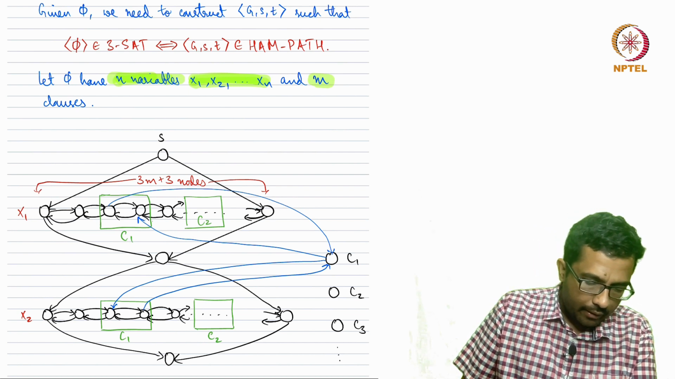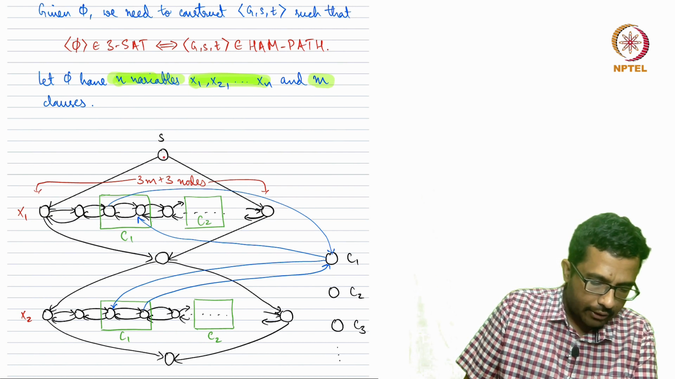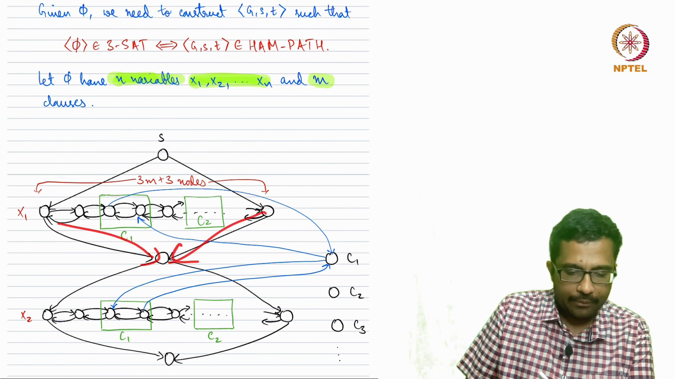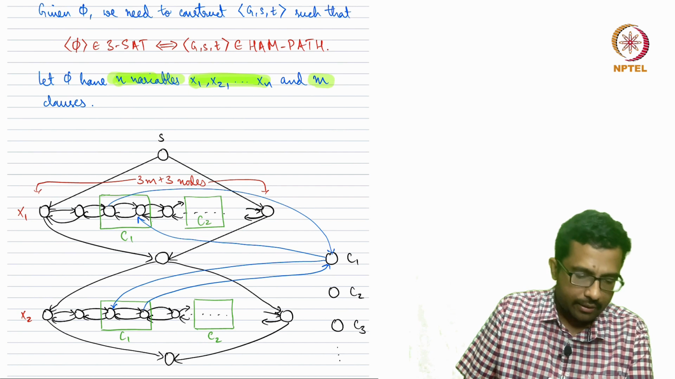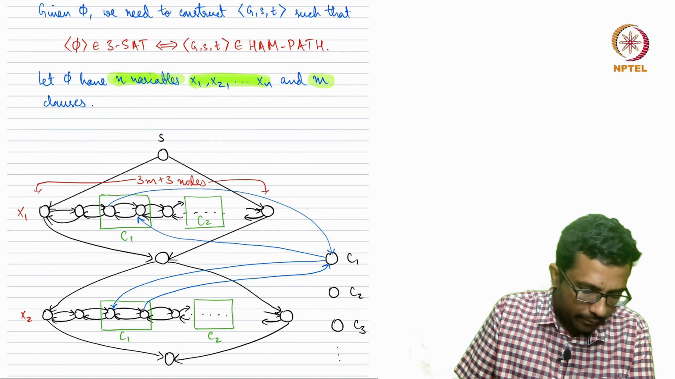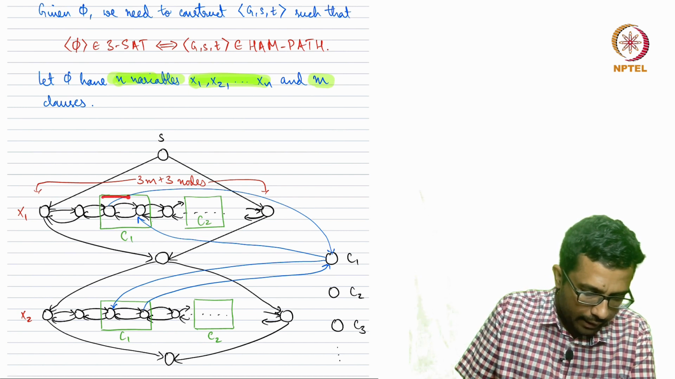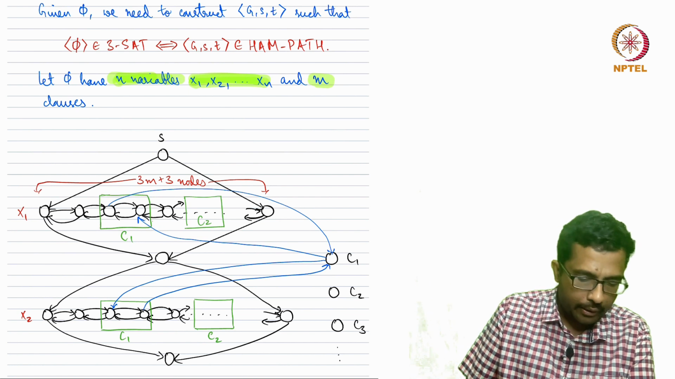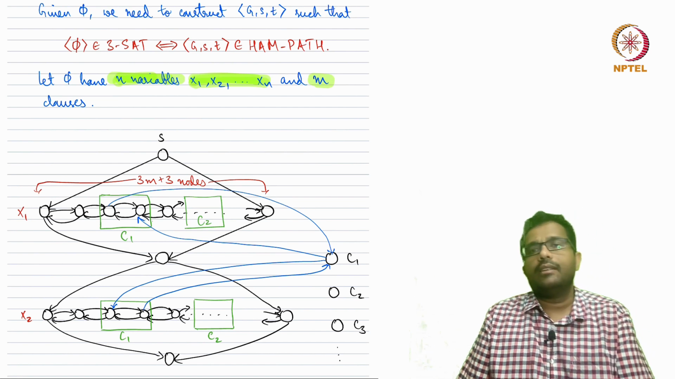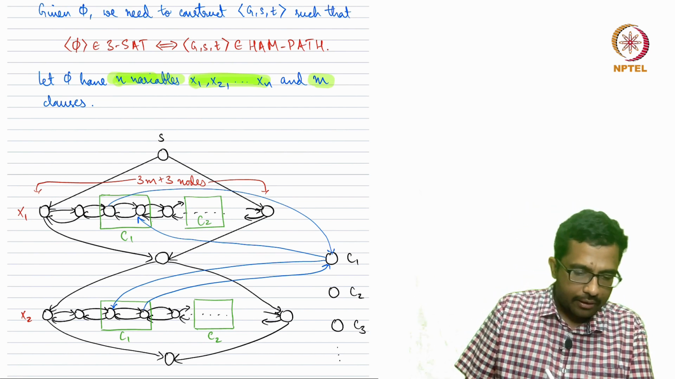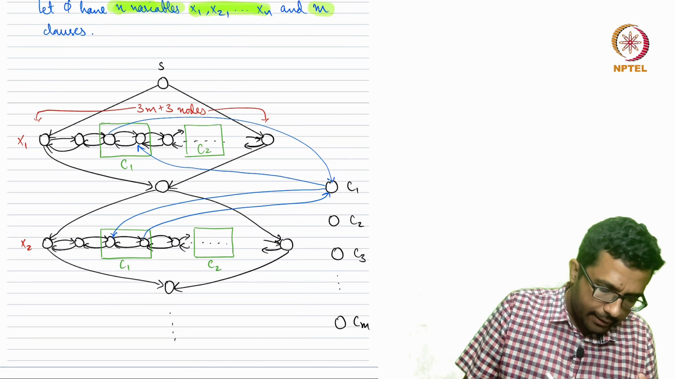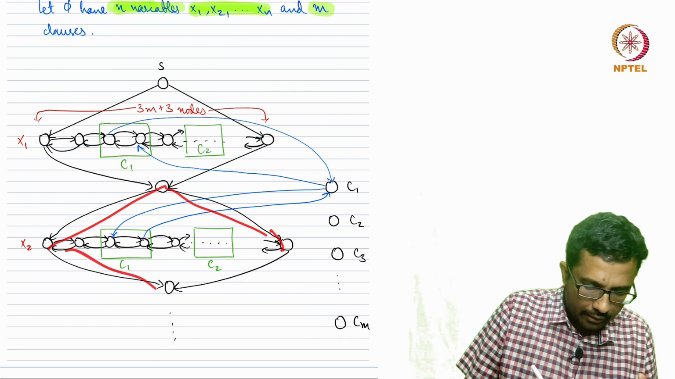So once again we have a diamond starting from S on the top, going down to left and right, and then converging again, and then there is a series of 3m plus 3 nodes, and there is a path from left to right as well as right to left. We have identified a correspondence between two vertices and a clause, then skip another one, then the next two correspond to C2, and so on. For each of the m clauses I have two vertices, and they are all separate, and the same thing repeats in the next diamond for x2.